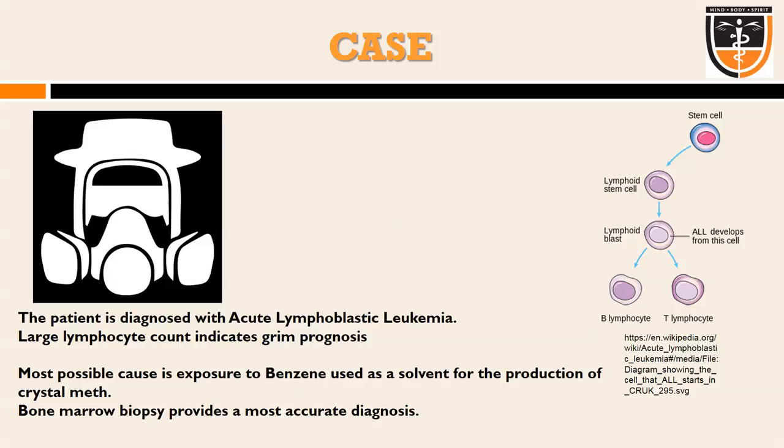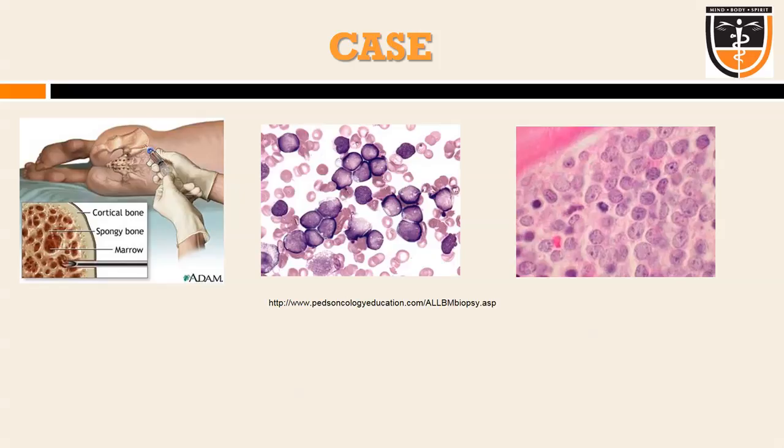So what's the most common cause with people who cook meth? It's benzene. They're exposed to benzene during this, specifically if they use it as a solvent for the production of crystal meth. That's why they try to wear those masks. And the bone marrow biopsy will provide the most accurate diagnosis. We're going to poke their bone marrow and look inside.